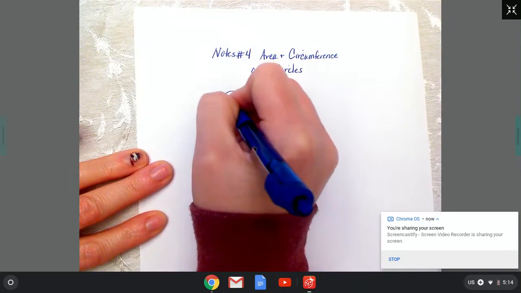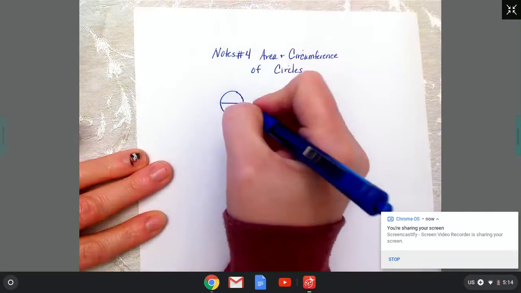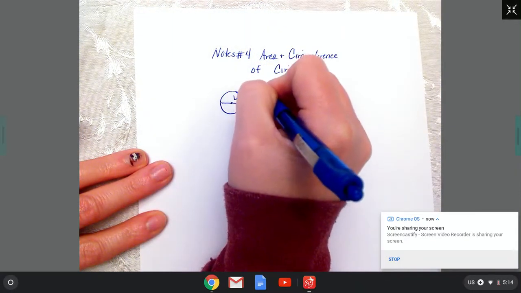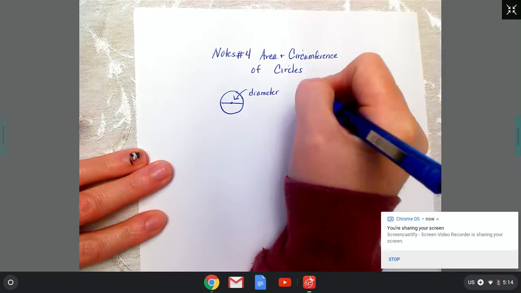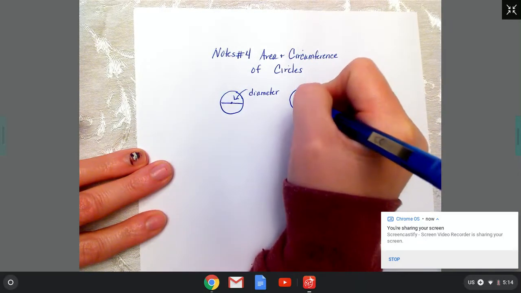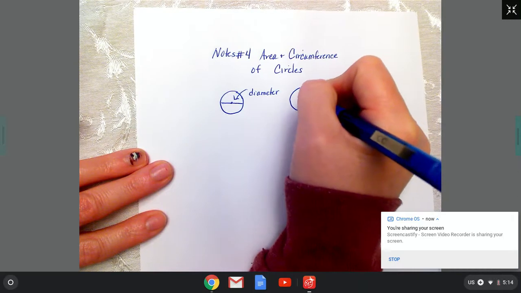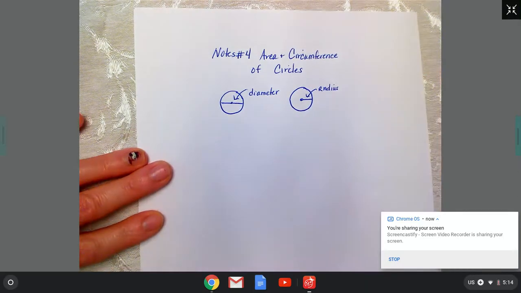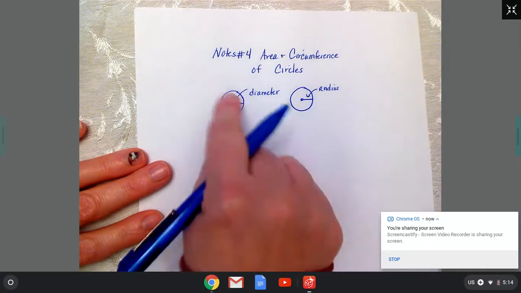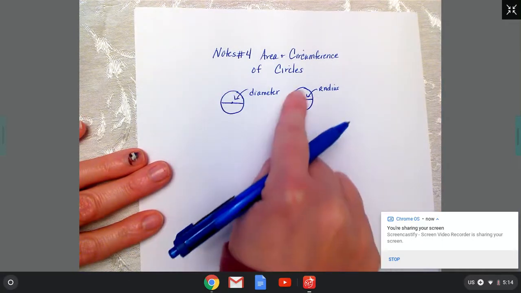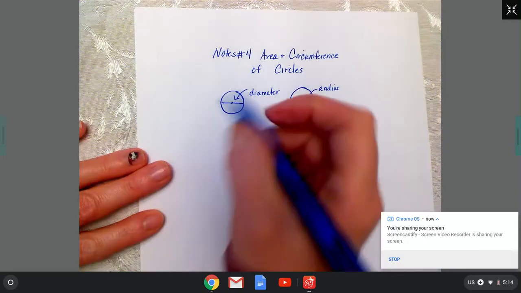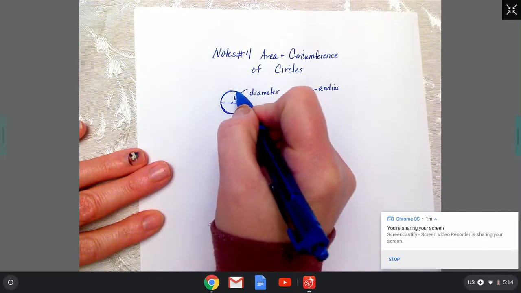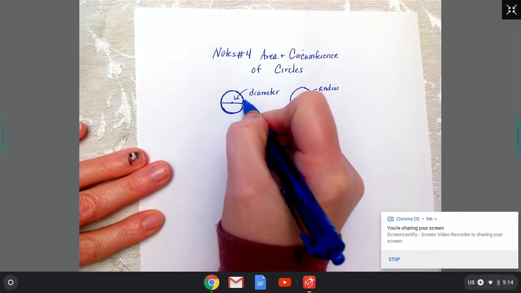A few things you need to know. If the line goes across the center of the circle all the way across, that's called the diameter. On a circle, if a line goes from the center halfway out, that's your radius. Area is the number of square units that would cover this circle. And circumference is the length around the circle. If you were measuring it, that would be circumference.